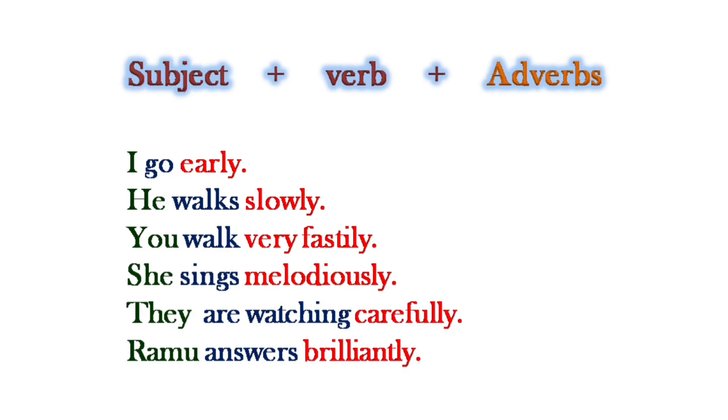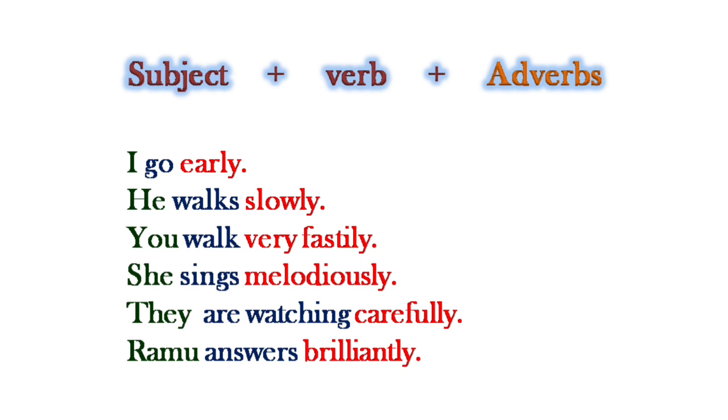Subject, verb and adverbs. See here. I go early. He walks slowly. You walk very fastly. She sings melodiously. They are watching carefully. Ramu answers brilliantly. See here adverbs. You know adverbs very well, which describes an action. By using adverbs also we can make subject, verb and adverbs like sentences.